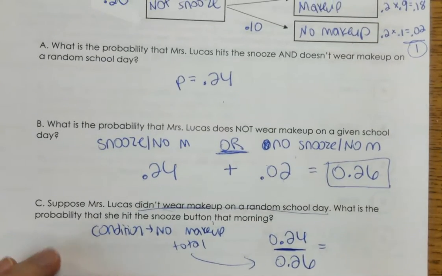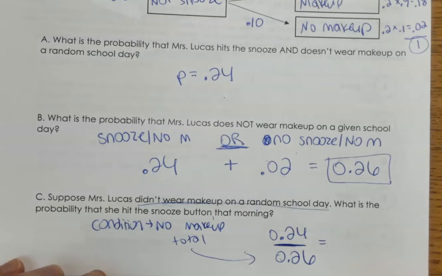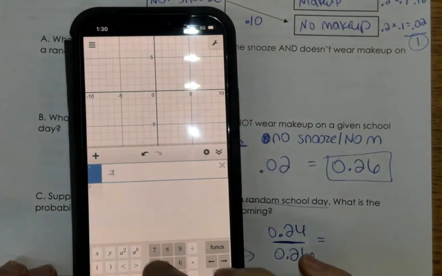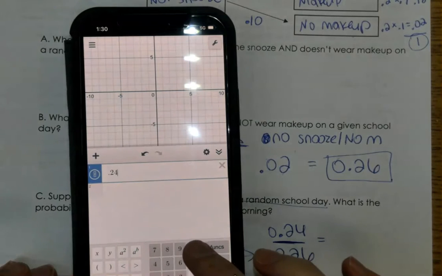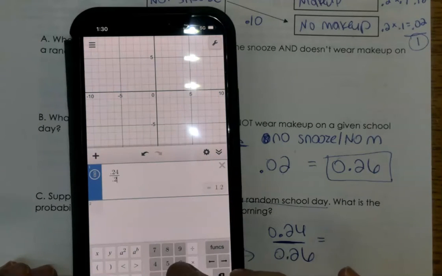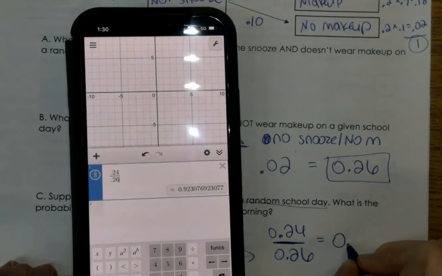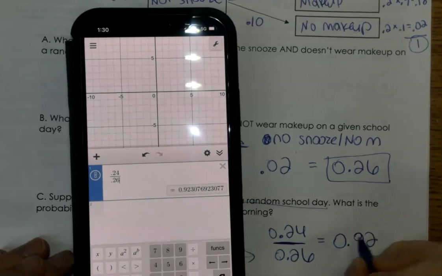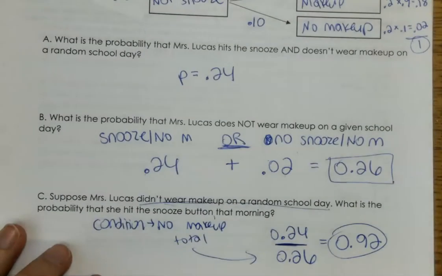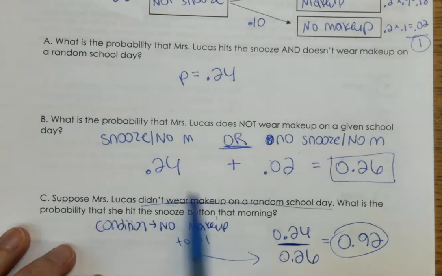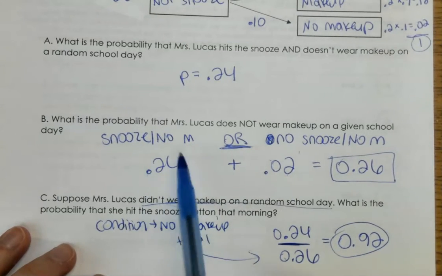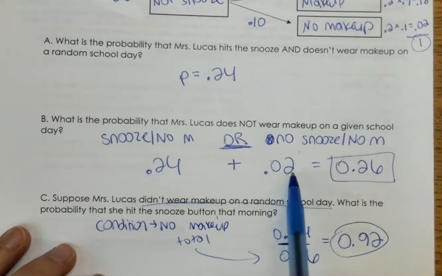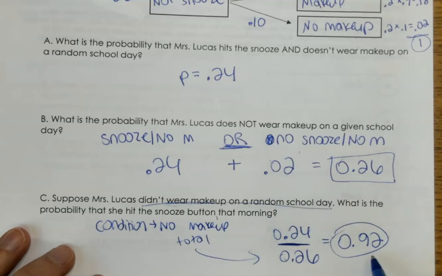All probability is just setting up the fraction correctly and then dividing. So let's go ahead and do that. 0.24 divided by 0.26. I'm going to round to 2 decimal places and get 0.92. And that makes sense. Look, snooze and no makeup is 0.24 compared to no snooze and no makeup, which is tiny, 0.02. So 92% of the time I've snoozed if I'm not wearing makeup.